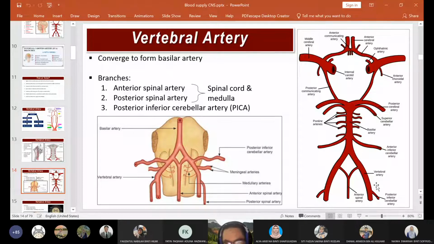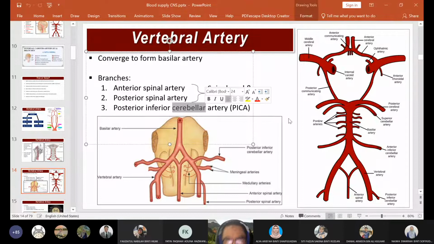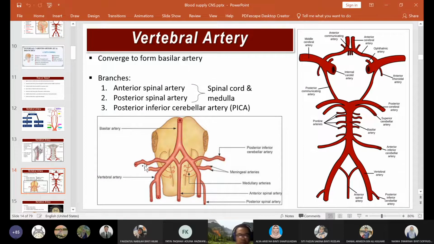Ini tidak tunjuk posterior spinal artery. Another branch is the posterior inferior cerebellar artery, PICA. Posterior inferior cerebellar artery, PICA yang ni. Obviously this one supplies the cerebellum lah. Okay, cerebellum. So those are the branches of the vertebral artery that you should remember.